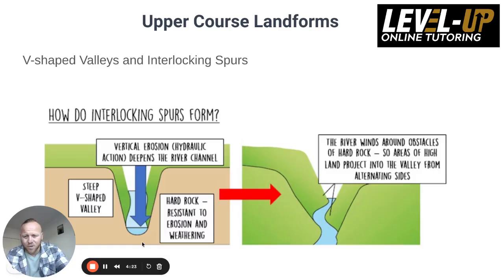How that differs to interlocking spurs is exactly the same. You're still going to have that vertical erosion cutting down, creating these steep V shapes, but now you're going to have bits of hard rock that are kind of sticking out into the river channel.